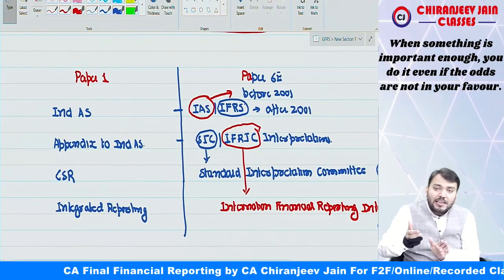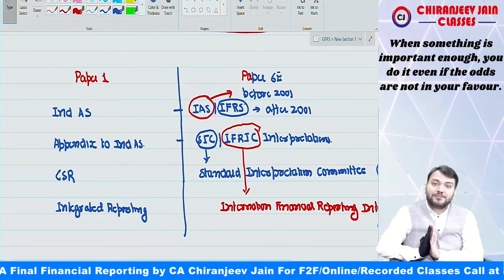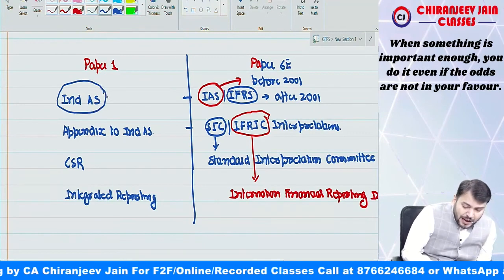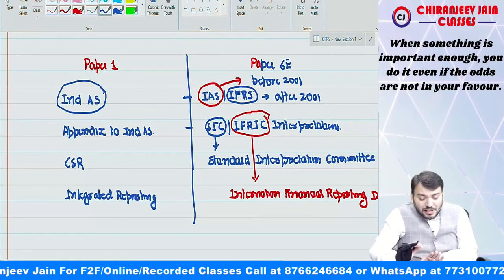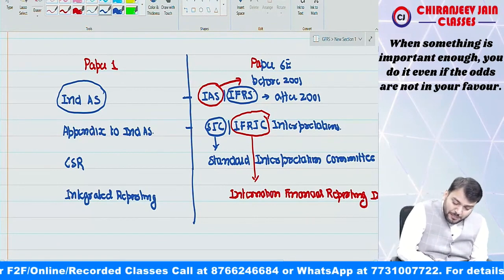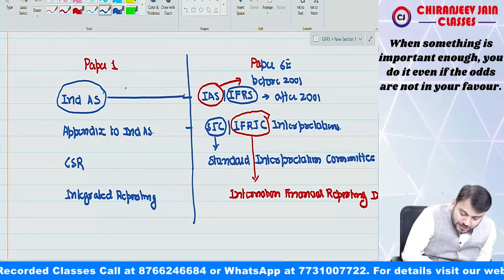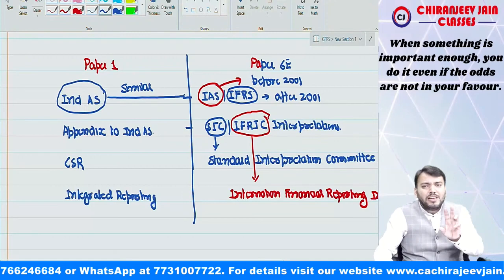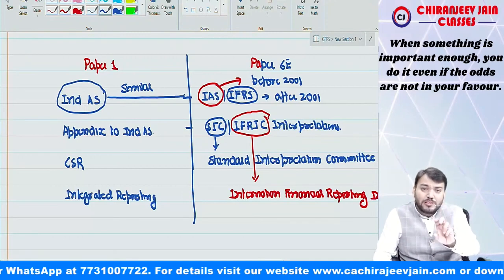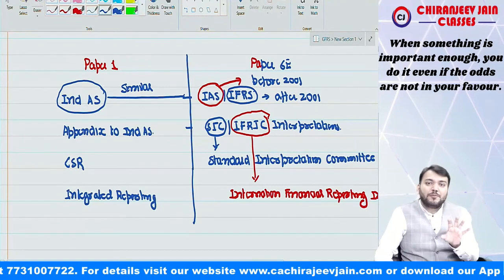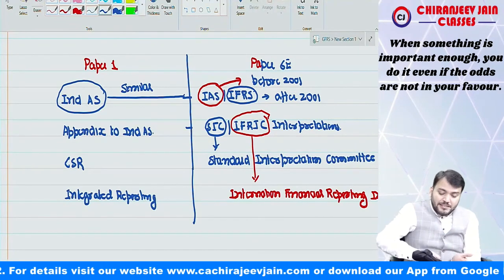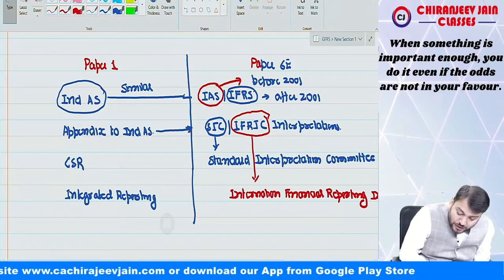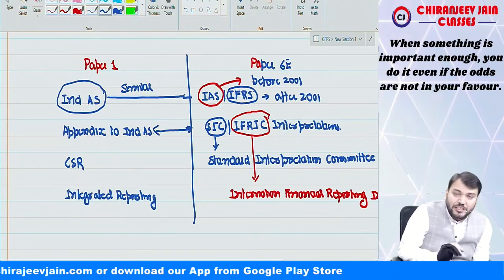And these SIC and IFRIC will become appendix to Ind AS. Can I say Ind AS is not totally the same as IAS or IFRS, but similar to IAS and IFRS? Only there are 7 to 8 differences. If you do that difference, correct, the conceptual difference, then Ind AS and IFRS will become the same. And the appendix to Ind AS and SIC, these are totally the same. I will say same to same.